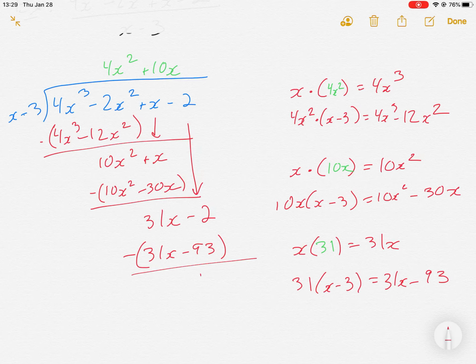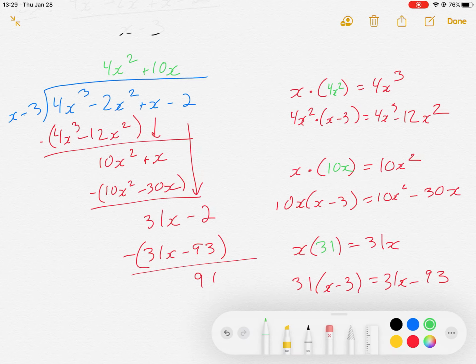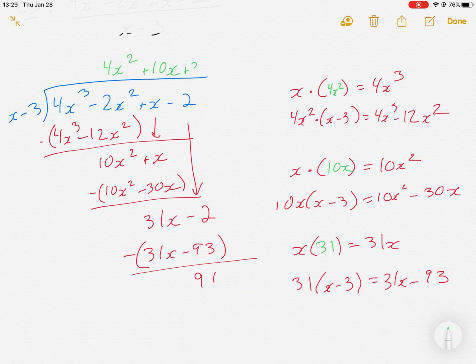91. Also forgot to write plus 31 up here. All right, so just taking a look at this, looks like my remainder will be 91. Double checking that everything looks good. I think it does.